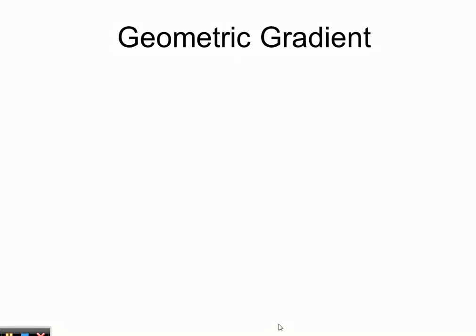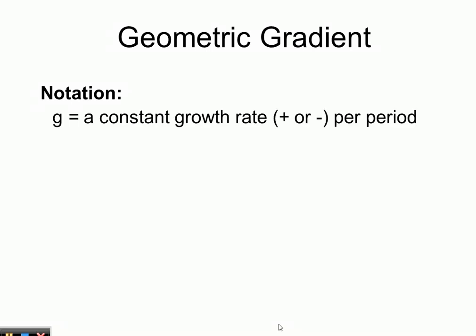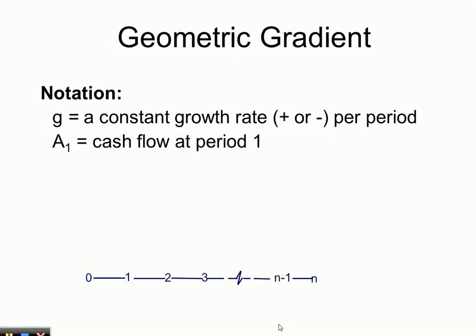Alright, one more thing we wanted to talk about is the geometric gradient. In a way, it's somewhat similar to the previous things we looked at, for example the arithmetic gradient. However, rather than linear growth, we now have exponential growth. G is going to be a constant growth rate, which could be positive or negative for a period. A1 is the cash flow at period 1.